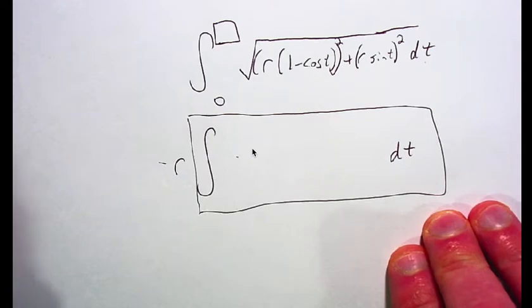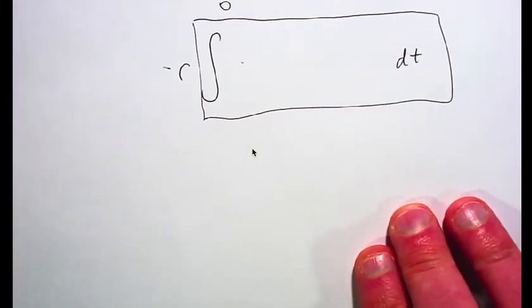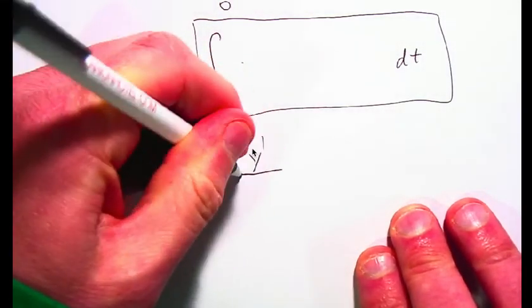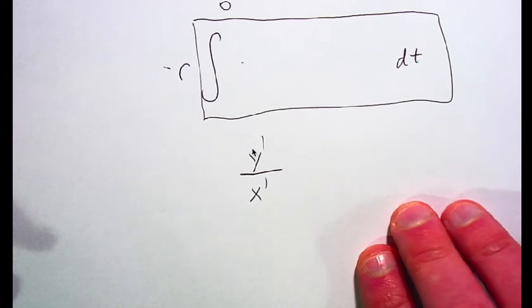The slope question seems to be going better for people, but basically you do dy/dt, or y prime, over x prime. The r's will cancel, and you'll get a formula that just has t in it.